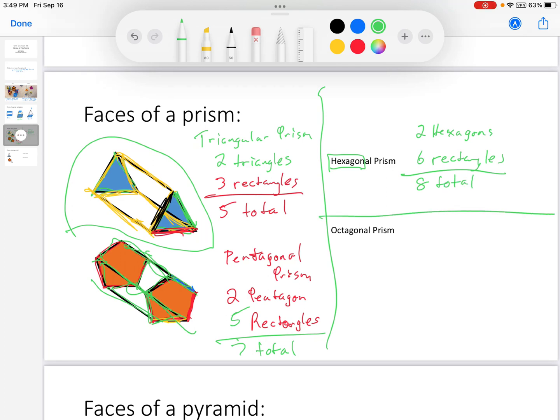Now an octagonal prism, well, it's an octagon, so that means there are 8 sides, and there'll be 2 of them because it's a prism, so 2 octagons. And an octagon has 8 sides, so that means there'll be 8 rectangles, 1 for each side of the octagon, and 2 plus 8 makes 10 total. And that's how you get the faces of a prism.